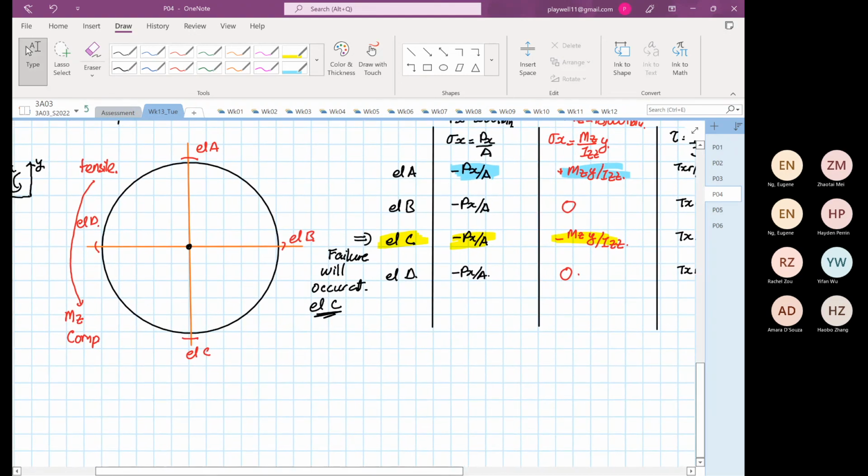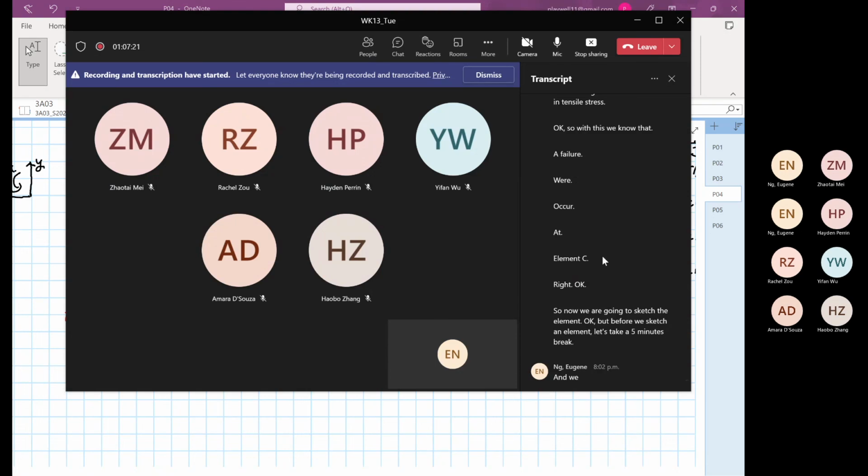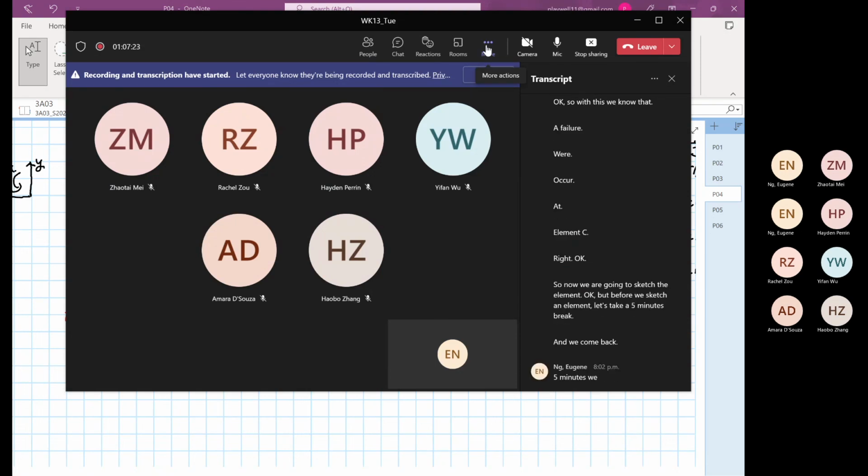Okay, so now we are going to sketch the element. But before we sketch an element, let's take a 5 minutes break and we come back. 5 minutes. We come back at 8:07. Okay.